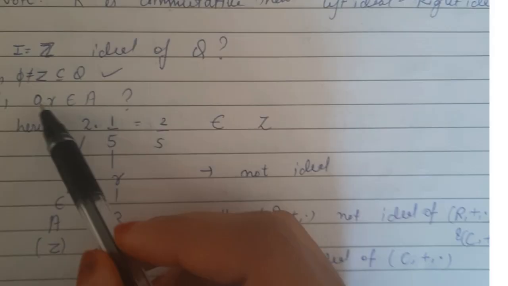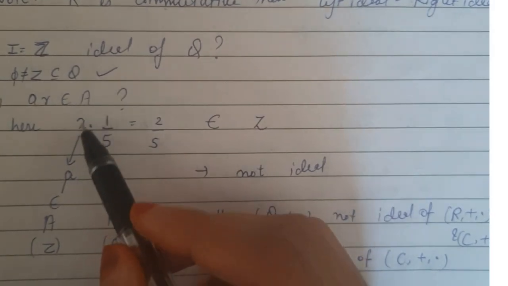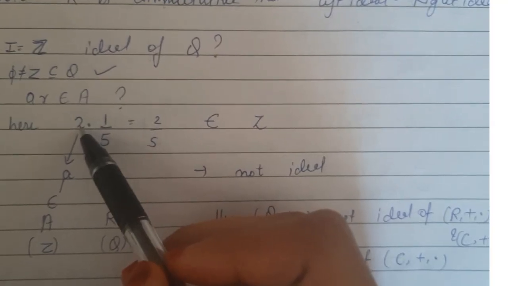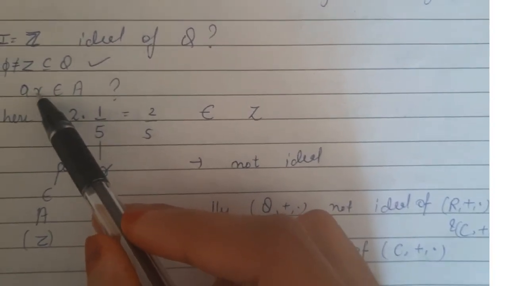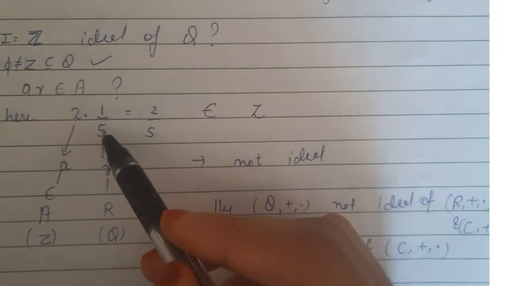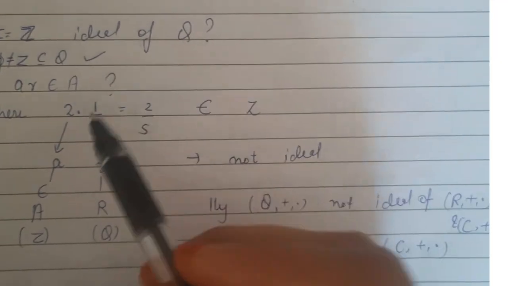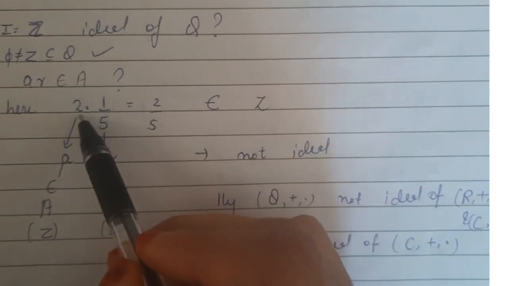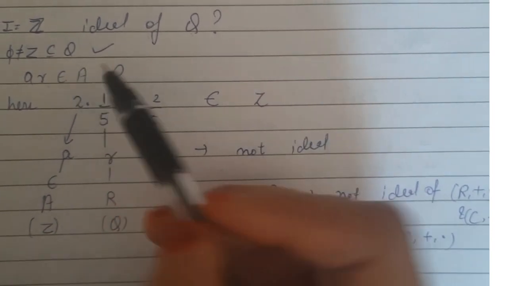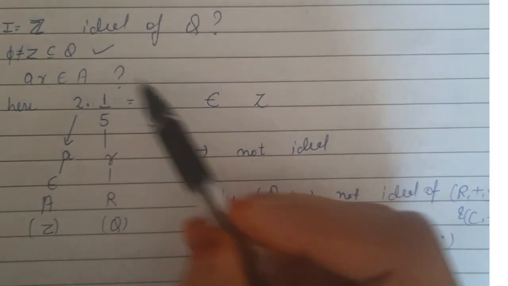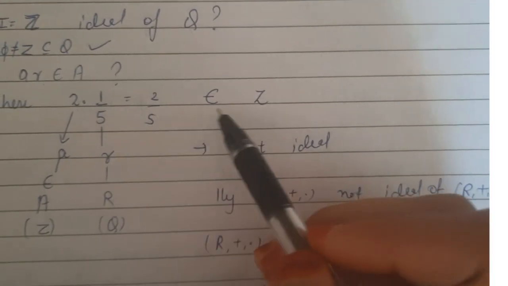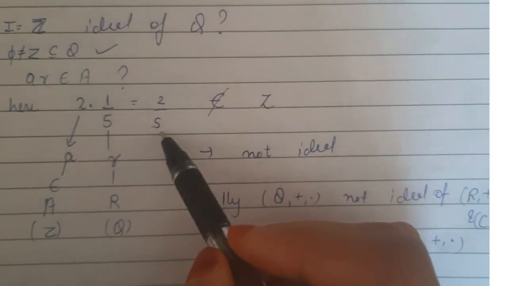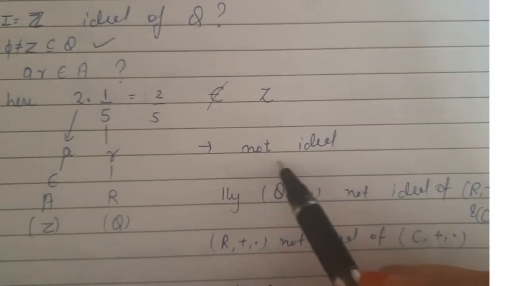Let's take an example. Let A be an element of the ideal. The ideal is Z, so I consider 2 as an element of Z. Second, we have R, which belongs to the ring. The ring is Q, so I have taken 1 by 5, a rational number from the ring. 2 into 1 by 5 equals 2 by 5. We need to check whether this AR, the product of A and R, belongs to the ideal or not. Here the product is 2 by 5 and the ideal is Z. Does 2 by 5 belong to Z? No. So AR, that is 2 by 5, doesn't belong to A. That is why it is not an ideal.